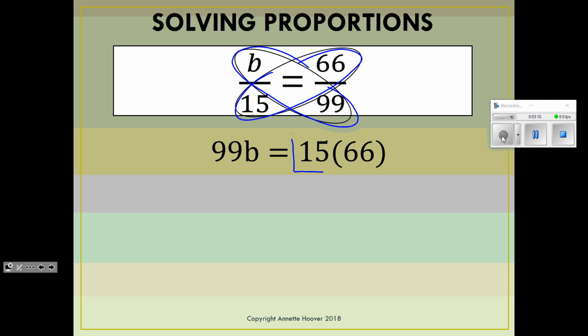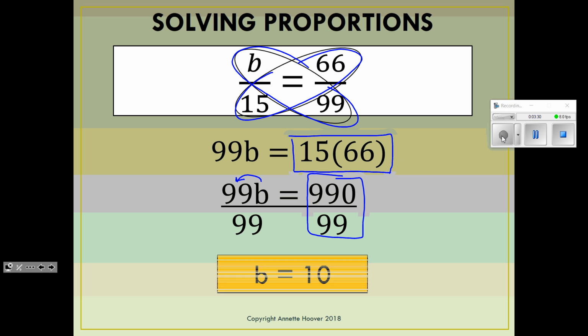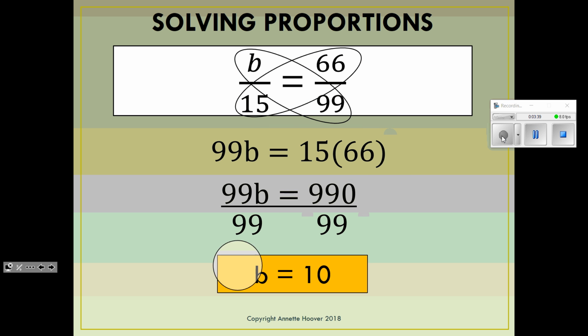Now I go to the side without the variable first, because I can do the 15 times 66, and that is 990. Now in order to get b by itself, b is being multiplied by 99, so we're going to divide both sides by 99, and 990 divided by 99 is 10. So 10 would be the missing number in that ratio. So 10 to 15 is equal to 66 to 99.